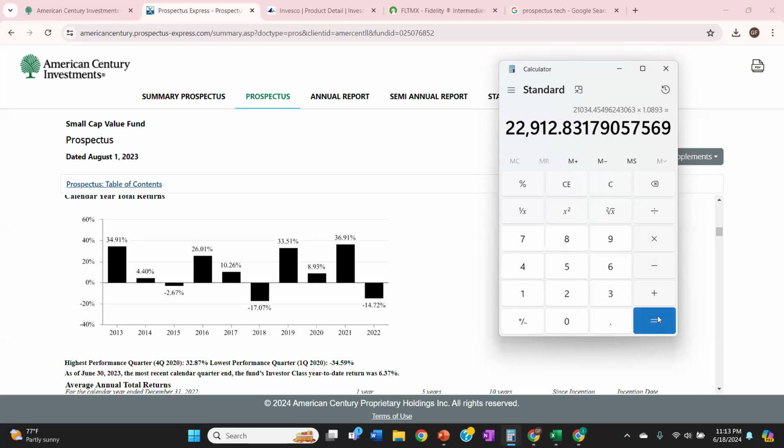1.0893. Now you're up to 22.9. And then in 2021, you made 36.91, 1.3691. Now you're up to 31.3. So you just tripled your money in 8 years because you had the foresight to put something into an aggressive growth fund that fit into this investment criteria.